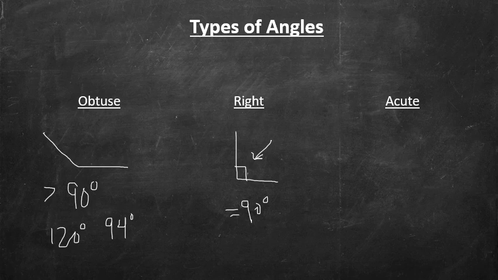Acute angles are less than 90 degrees. They measure less than 90 degrees. They look just like this, okay? And we'll put one of these over here too. So acute angles are less than 90 degrees. So let's say 84 degrees or 2 degrees. All of those degrees are less than 90 degrees. So that makes those angles acute.